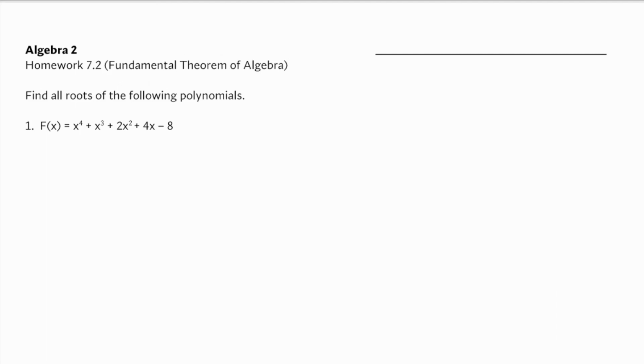Alright, welcome. Let's work Algebra 2 Homework 7.2. So we're going to be solving a lot of polynomials. There's going to be a lot of complex solutions, I think, lots of use of i, and lots of use of the fundamental theorem of algebra. Okay, so find all the roots of the following polynomials.